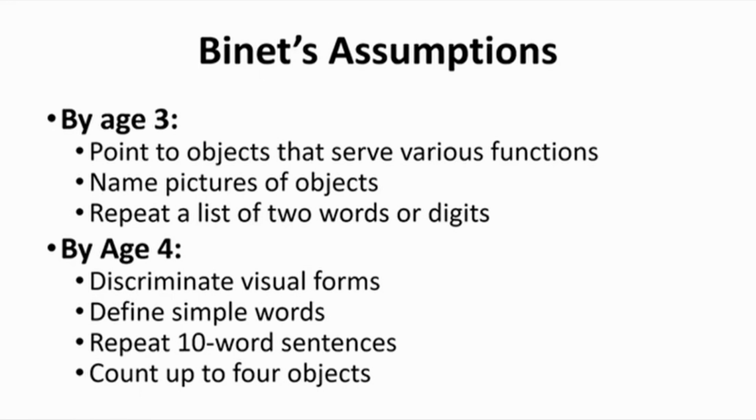And then these abilities should be scaling up as the child gets older. So by age 4, they should be able to tell the difference between visual forms. So can they tell a square from a circle, from a triangle? Define simple words, usually things that they use, like a ball or a bat. Repeat much longer strings of words, so 10-word sentences. Count up to 4 objects, and then even get into some simple problem solving.